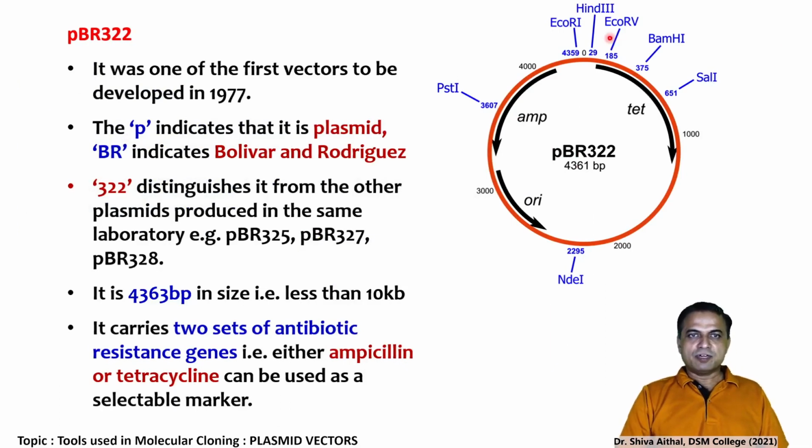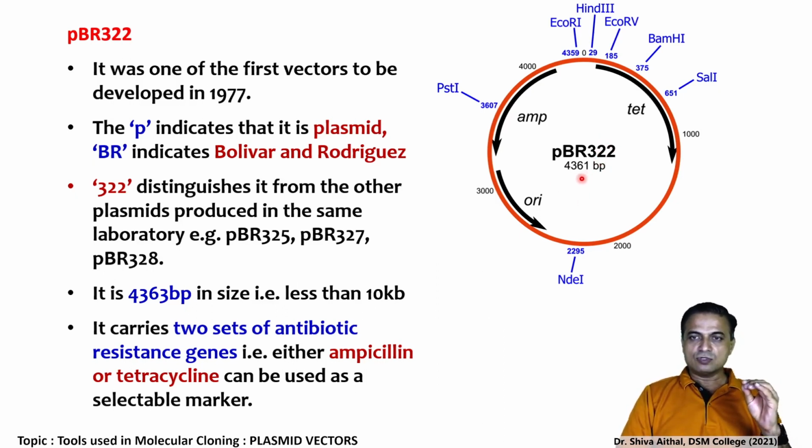So this pBR322 was one of the first vectors to be developed, in 1977. Once again, I repeat for your better understanding: the p indicates it is a plasmid vector. BR indicates it was designed by the scientists Bolivar and Rodriguez, who engineered this plasmid. 322 is the order, the indexing or cataloging, that distinguishes it from the other plasmids produced in the laboratories, which were labeled 325, 327, 328, and so on. Some cataloging or indexing was done by Bolivar and Rodriguez; that's their number.